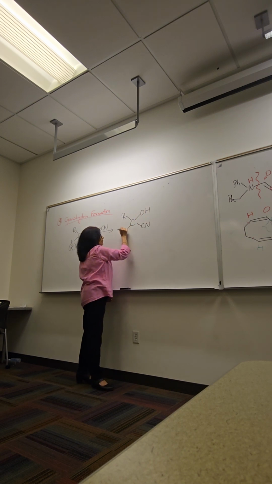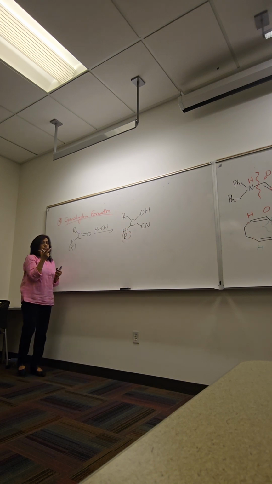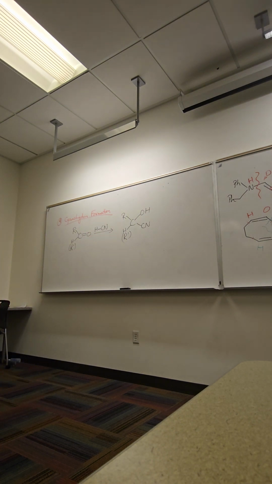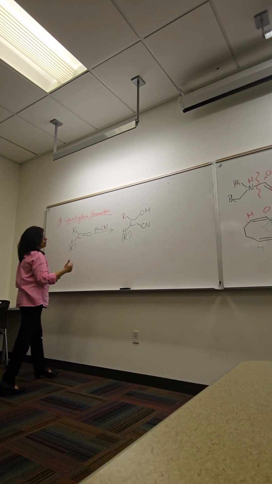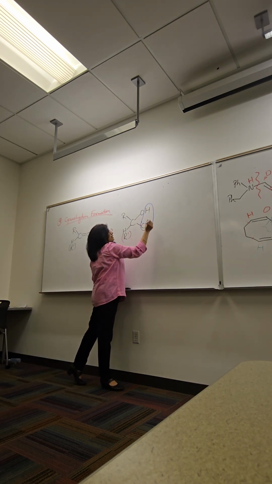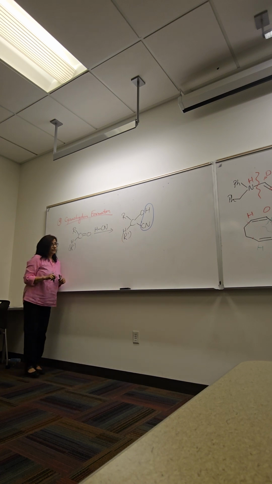Cyanohydrin. So we are basically adding HCN across the pi bond, just like we added water, just like we added alcohol, just like we added amines and so on. Now this time we are adding HCN across the pi bond, and here is your HCN. This is called a cyanohydrin.